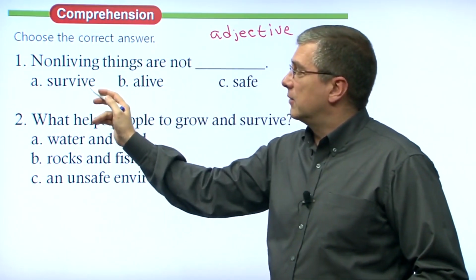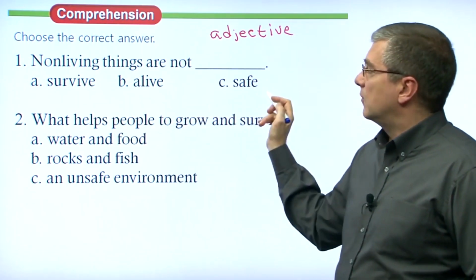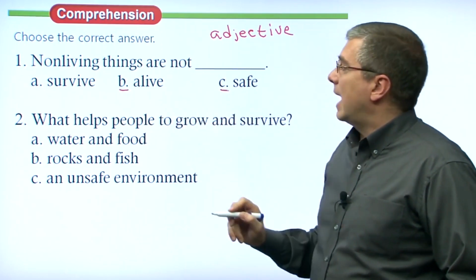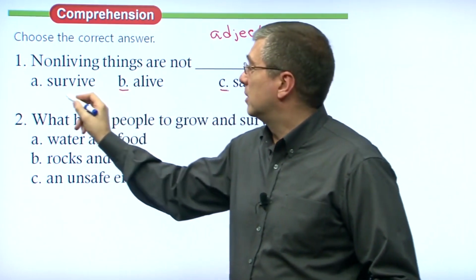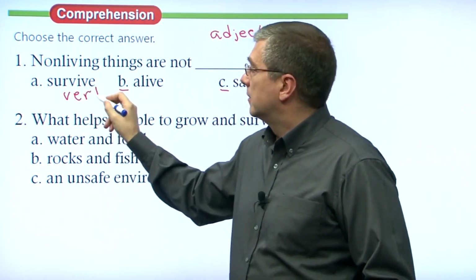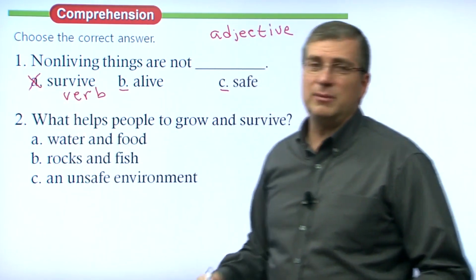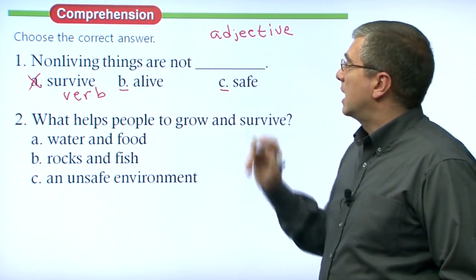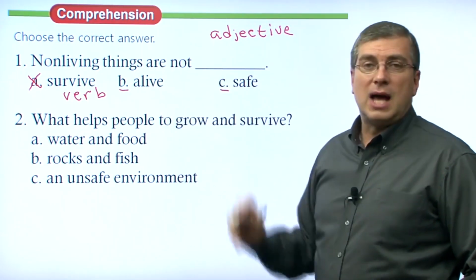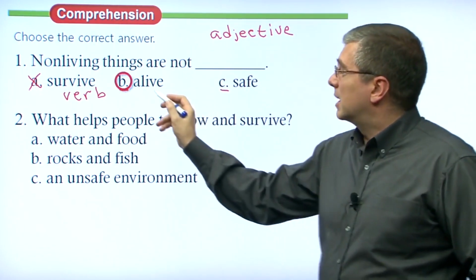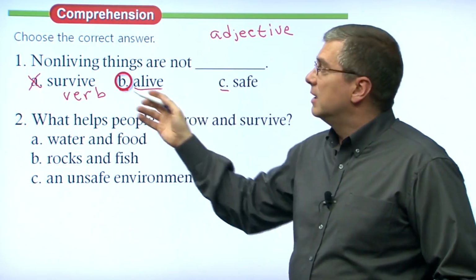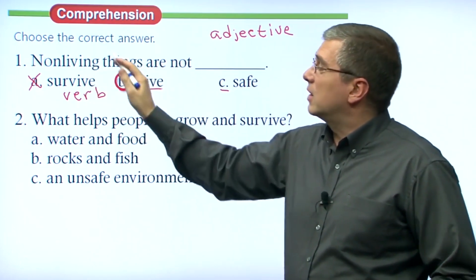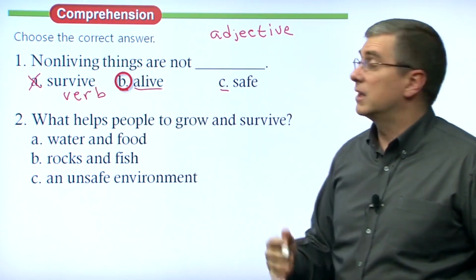Number A is survive. B is alive. C is safe. Which ones are adjectives? B and C are adjectives. Survive is a verb, so that doesn't fit. Verb. So we can't use survive because grammatically it doesn't fit in the sentence. So we have to choose between alive and safe. Non-living things are not alive. Well, of course, that's the right answer because they are alive, they're living, and this is not. Okay, so non-living things are not alive. They are not living. That's correct.